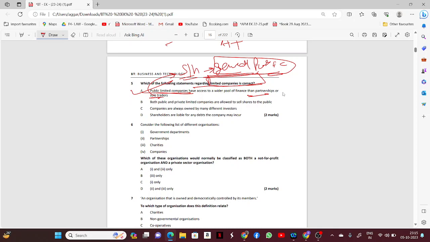If your father is a businessman, it would be a sole trader, or a partnership with some of his friends or family members. So there they won't be picking up money from the general public. If I want to invest in your father's company, I won't be able to, because that is not a public limited company. That is the reason that a public limited company has a wider range of finance, because they can sell their shares and allow the public to invest in their company, right? So that is the reason this is the correct answer.